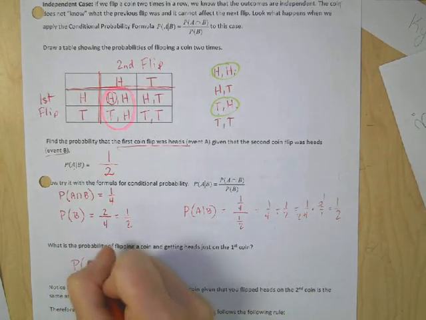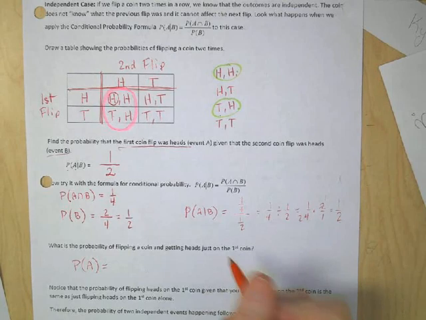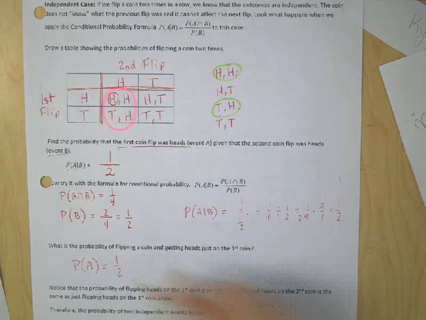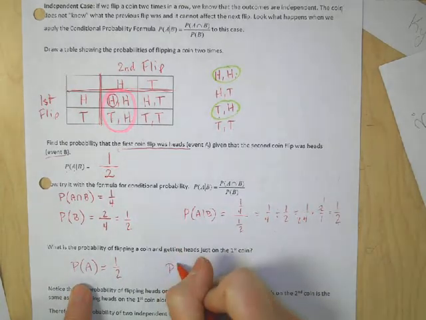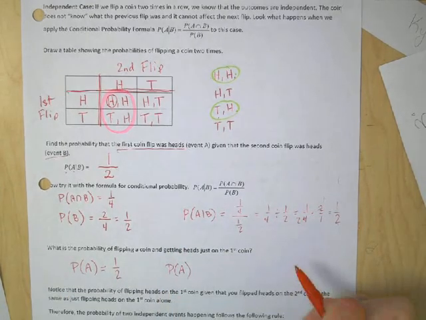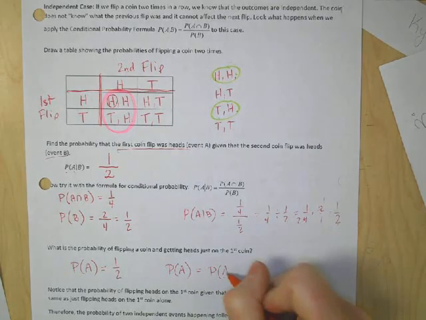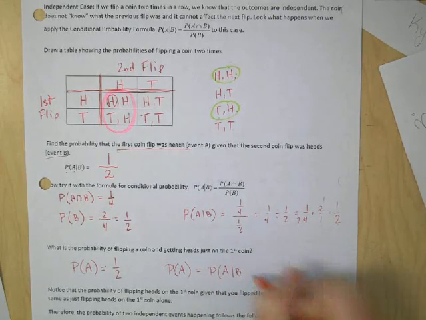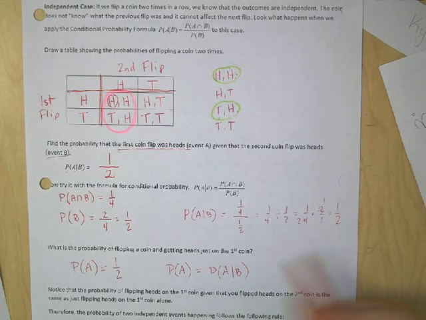What's the probability of event A? Well, if we just flip a coin, the probability of getting heads is 1 out of 2. So what we can see then is the probability of flipping heads on the first coin is exactly the same as flipping heads on the first coin, given that we already know we've got heads on the second coin. They are equal to each other.